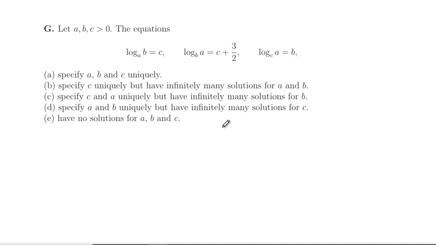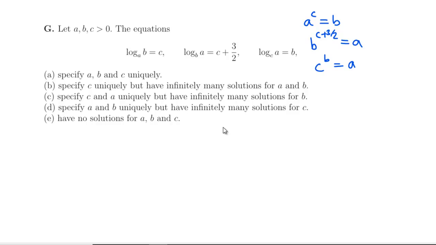G, let those equations, A, B, C, all greater than 0, do they specify them all uniquely or don't, or whatever? Can we solve them, essentially, is what we're saying. So we've got a to the power of c is b. We've got b to the power of c plus 3 over 2 is a. And then we've got c to the power of b is equal to a.